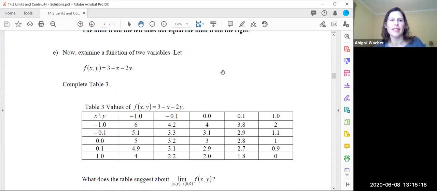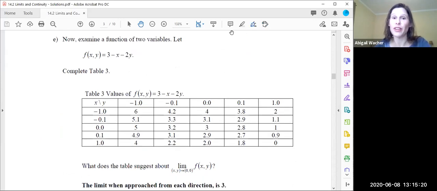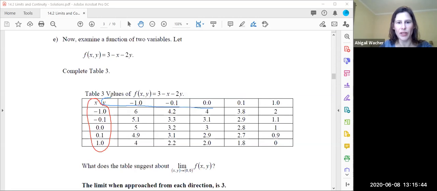Okay. Now let's examine a function of two variables. So let f of x, y equals 3 minus x minus 2y, and then it says complete table 3. So here, down this column, this would be x. So this is the x values. And then in the top row, you have the y values that you would compute.